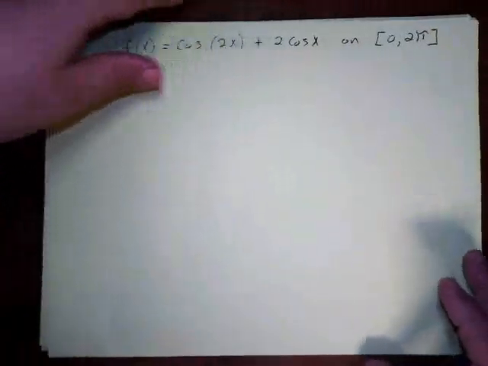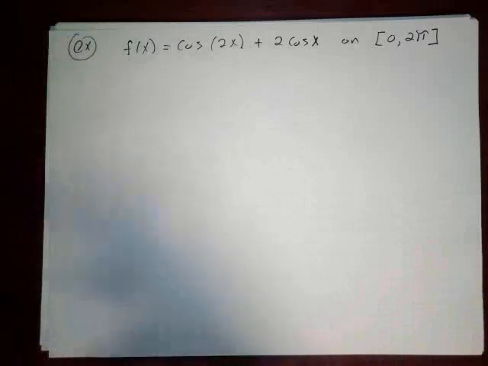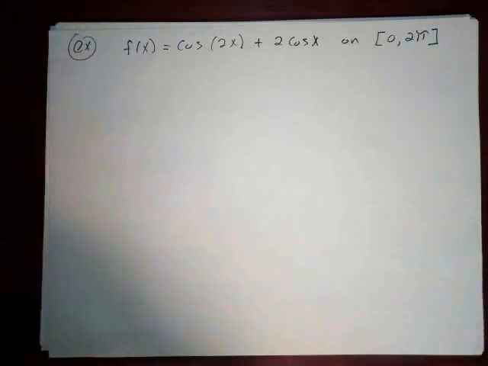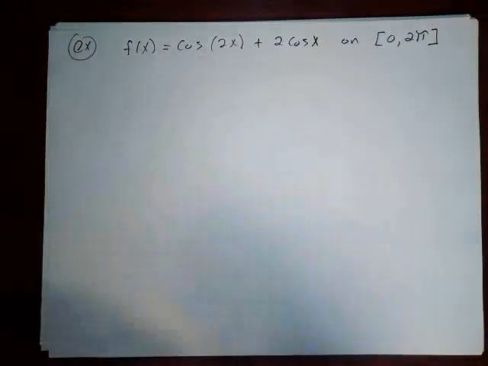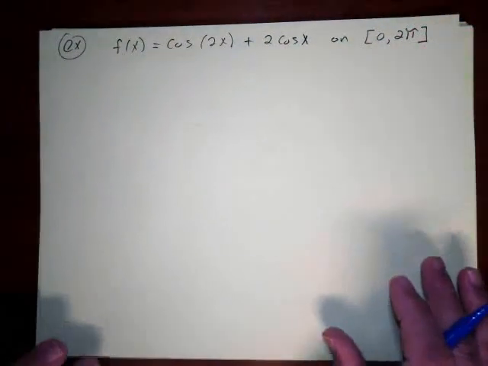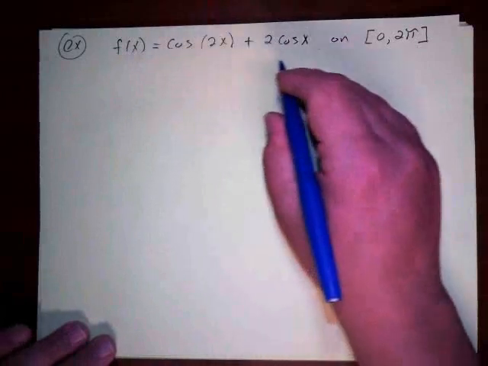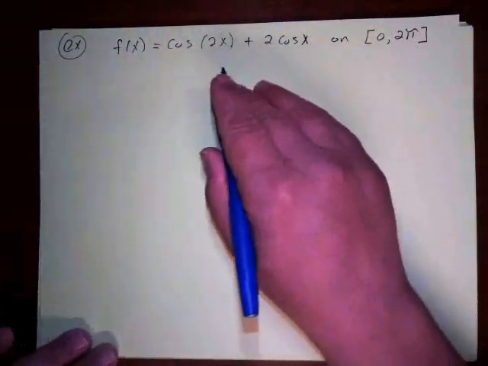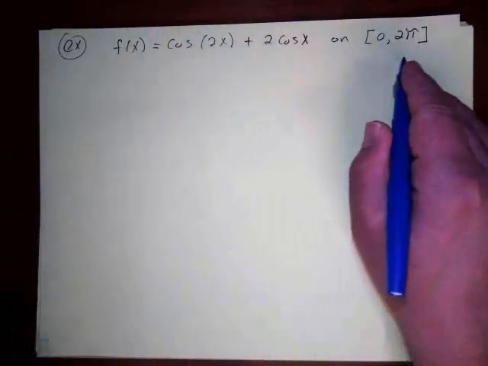So let me do one more here, but one that's maybe a little more involved, and you're going to have to solve a trig equation. We're going to have to use a trig identity to solve a trig equation. It shouldn't be too bad though. So we're going to find the min and maxes for this function over 0 to 2 pi.